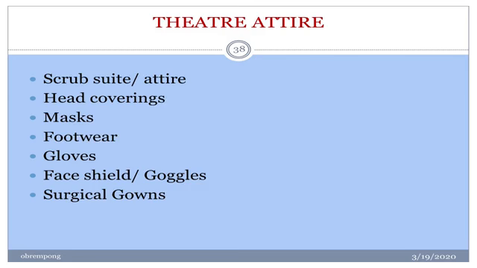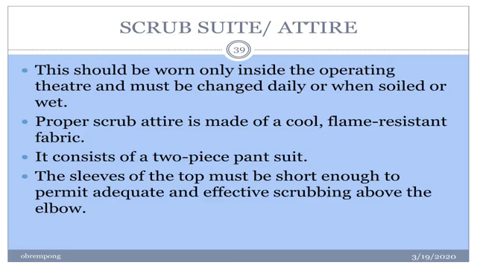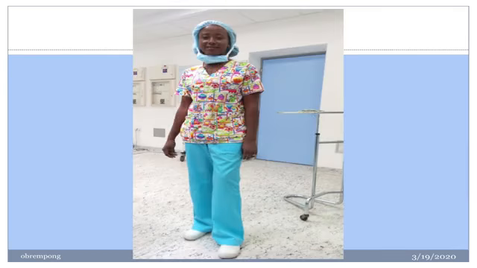So we're looking at the theater attire, what you're supposed to wear when you find yourself at the theater. So scrub suit or attire, head coverings, your hair is supposed to be covered, mask, footwear, gloves, face shield or goggles, and surgical gowns. We'll show you a picture soon of an individual. So this is what we're talking about. She has a cap, face mask, and then suit, and then the footwear.